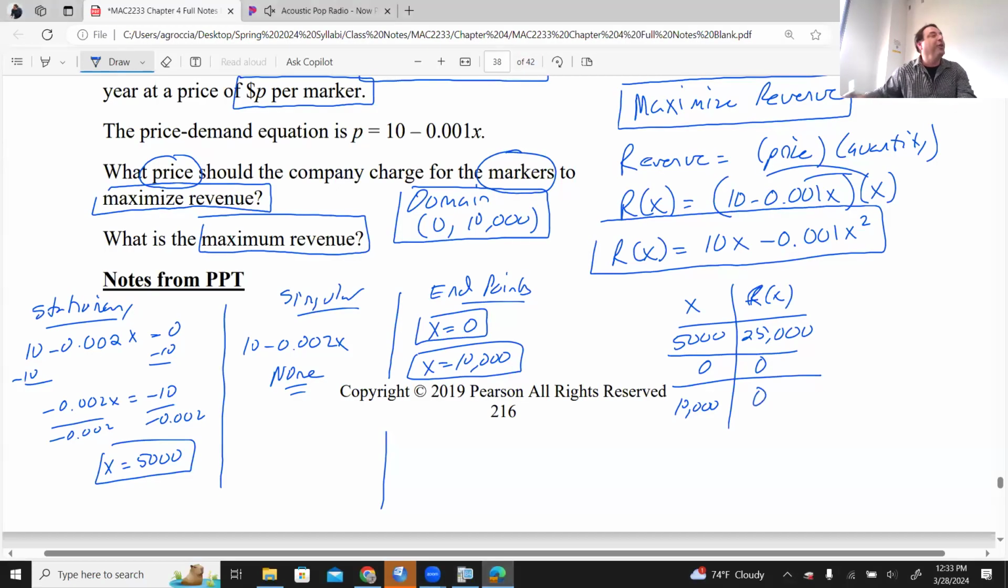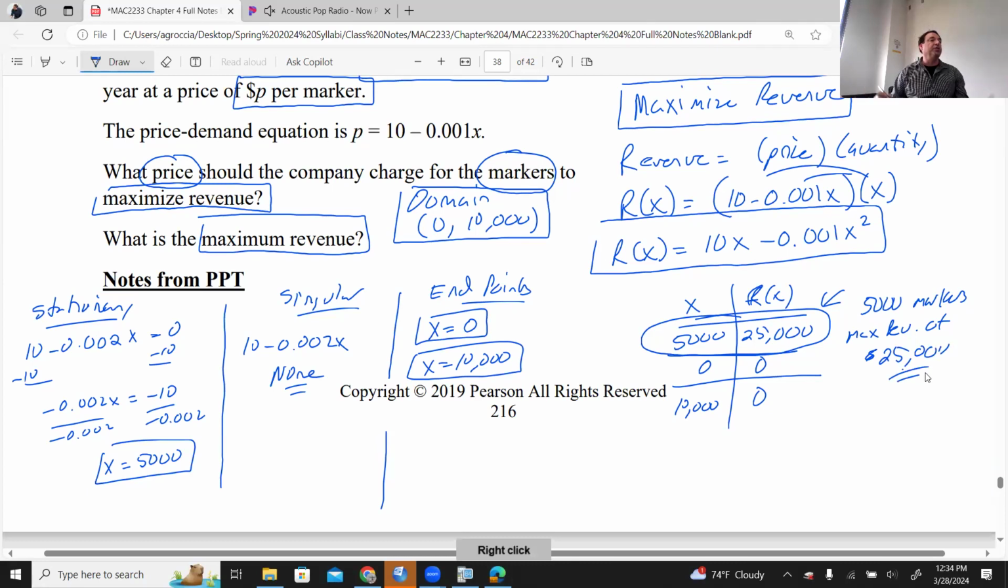Now, you are a brand new manager with a really important decision. Should we make nothing, or should we make 25,000? 25,000, right? So the idea is we're trying to maximize revenue. Which one gives you the maximum revenue? If you produce 5,000 markers, you will have a max revenue of $25,000. That's the most you can make. Now, let's graph it real quick. I'm not going to be formal about it, but we know when we graph it, X is going to be between 0 and 10,000 because that's the domain.